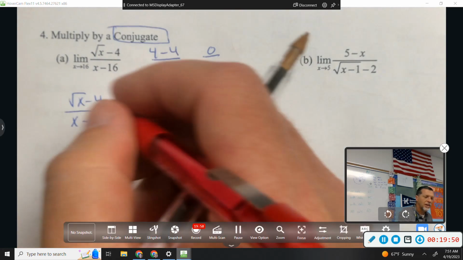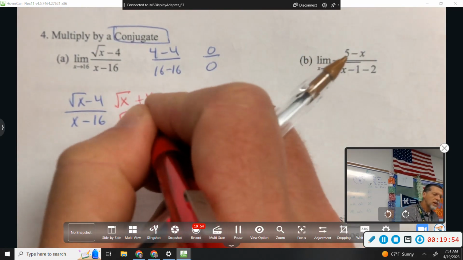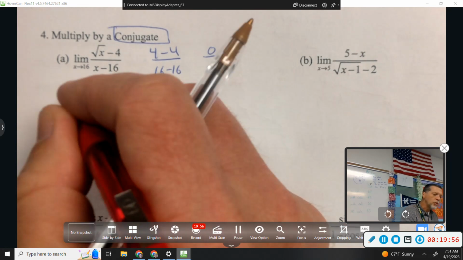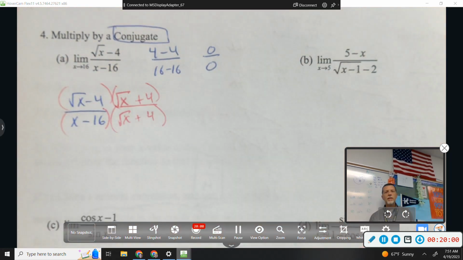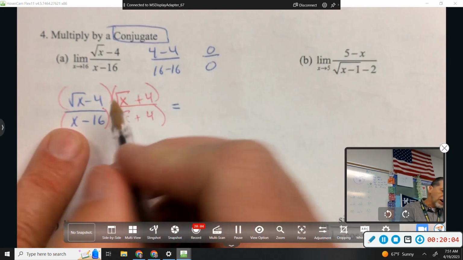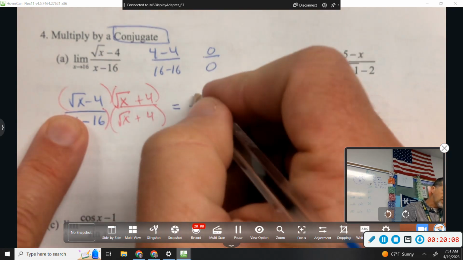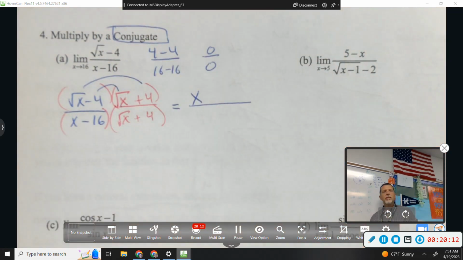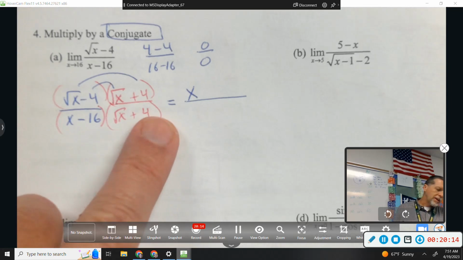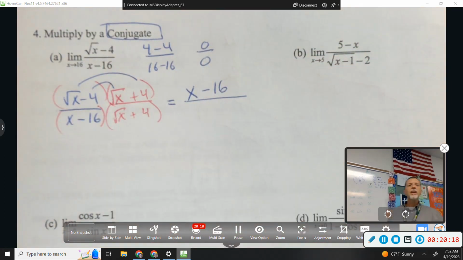Square root of x plus 4. Yeah, square root of x plus 4. Now, it might be new that we're multiplying by the conjugate of a numerator. Let's do the conjugate thing first. So square root of x times square root of x is x. The outside and inside cancel out. That's why we multiply by a conjugate. And then negative 4 times positive 4 is minus 16.